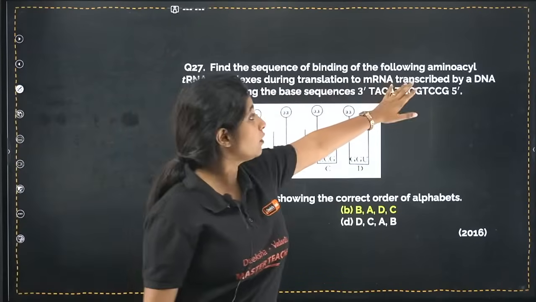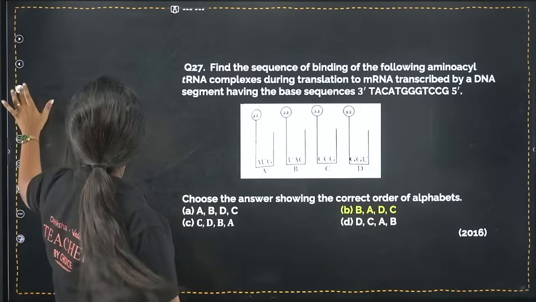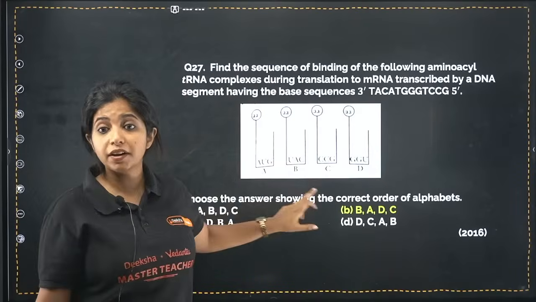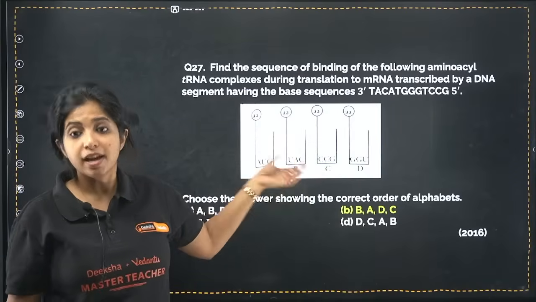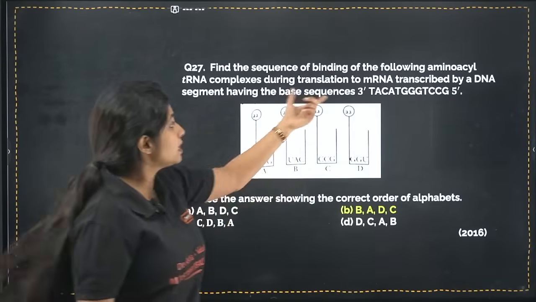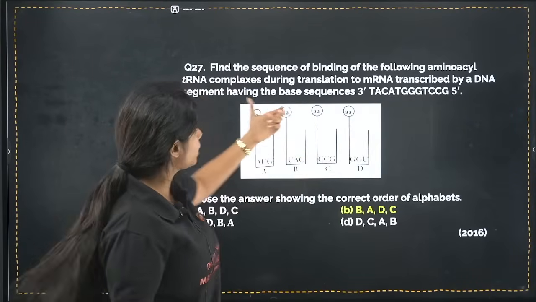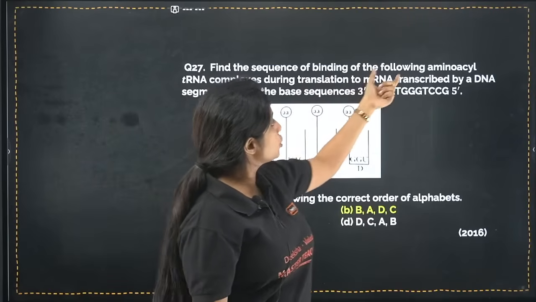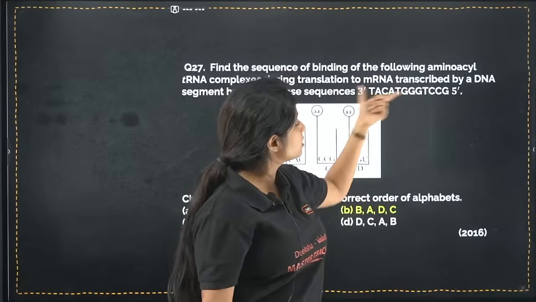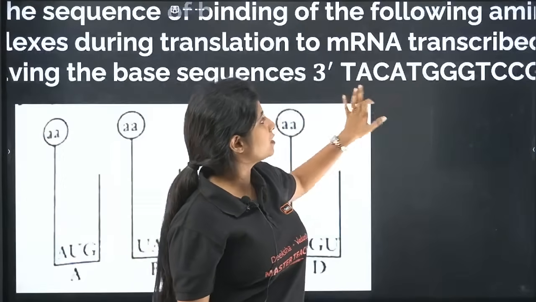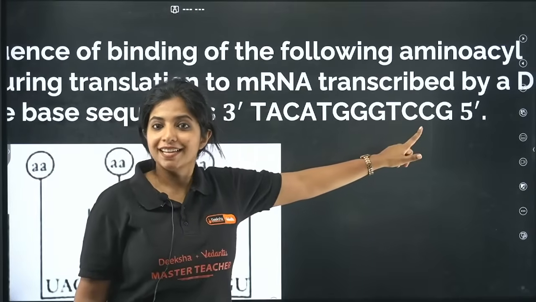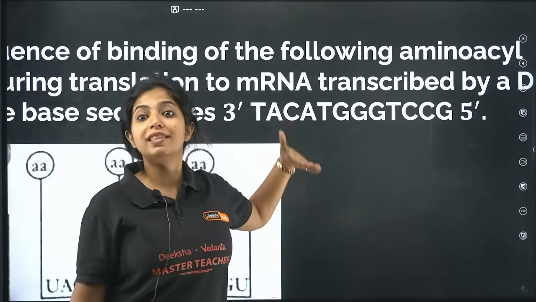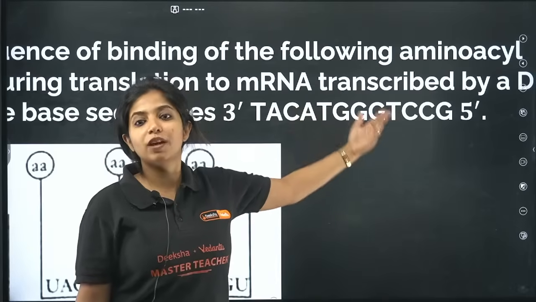Find the sequence of binding of the following amino acid tRNA. You have been asked where the tRNA goes and binds. These are the tRNA molecules given to you, and they ask where they go and bind. tRNA goes and binds on the mRNA. Is an mRNA strand given to you? If T is there in the sequence, it is not an mRNA, it is DNA. They have given you a DNA strand. So you have to make the mRNA first, and then you can find the tRNA.